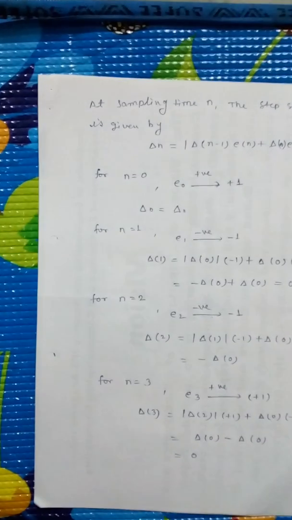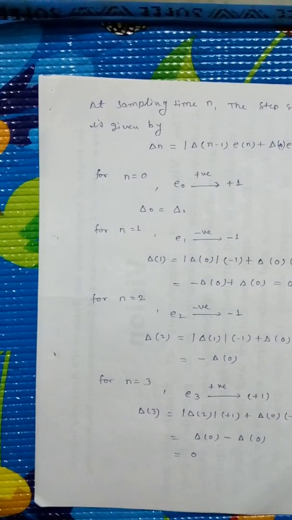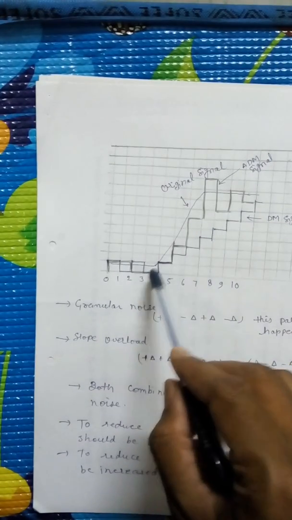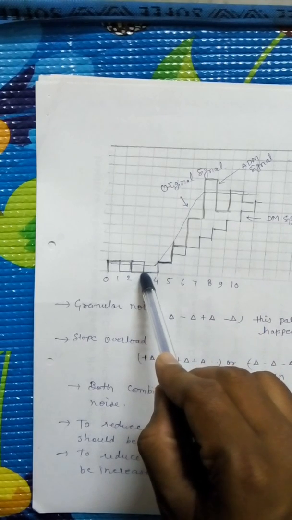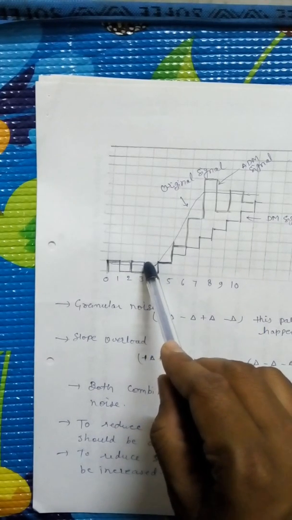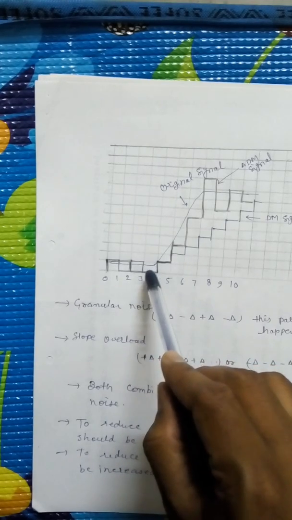Again we calculate the error signal E3. Now in this case E3, our approximated signal, we are here, is less than our message signal, so the error will be negative.